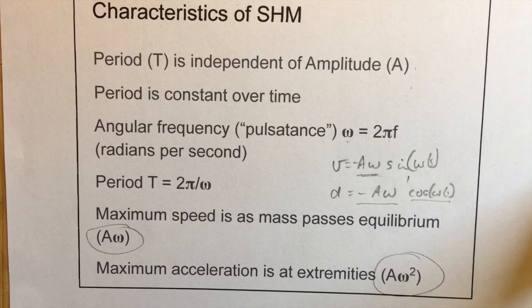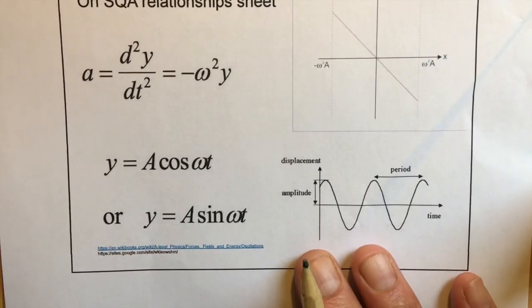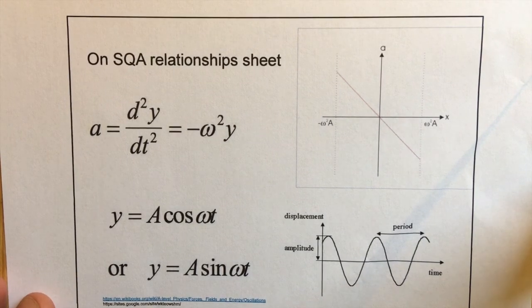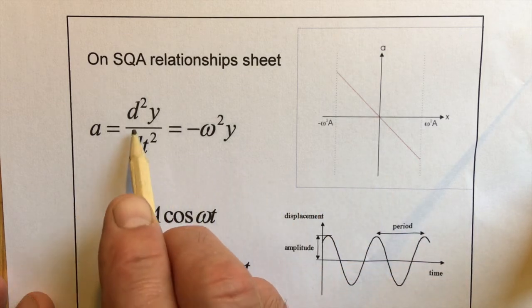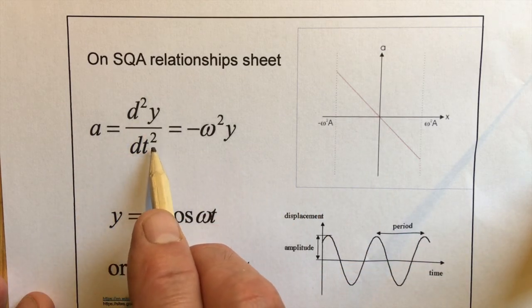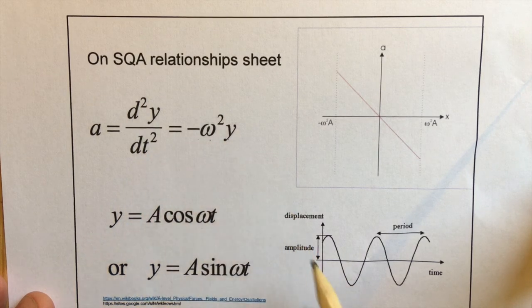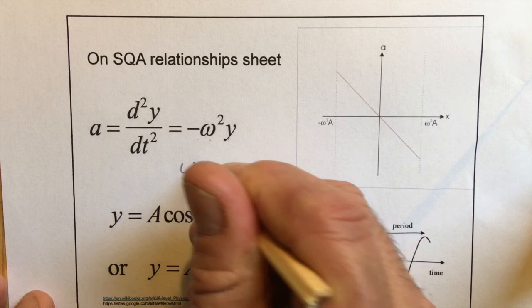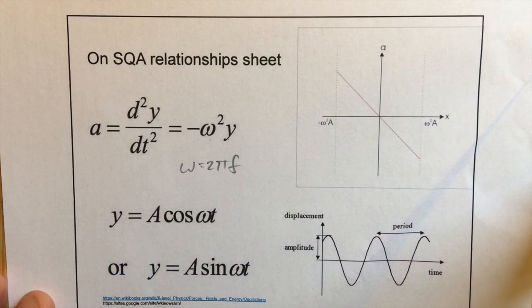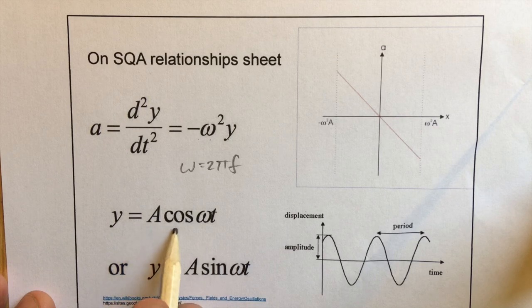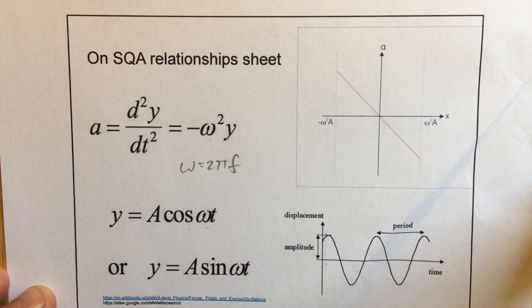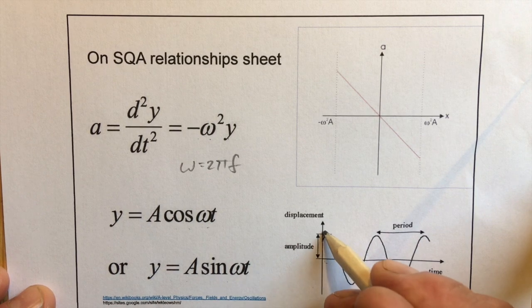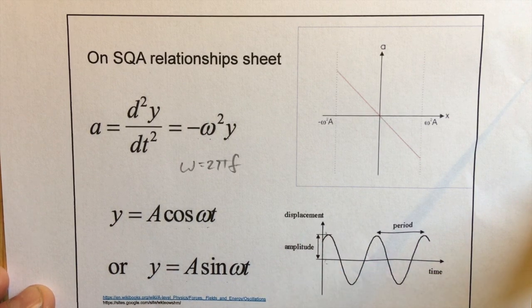So the equations that you're given by the SQA, remember that the acceleration is d2y by dt squared, so that's the calculus form of it, and that's equal to minus omega squared y, where omega is 2 pi f in radians per second. You're given y equals a cos omega t here, or y equals a sine omega t, and it depends on the initial starting conditions. You may have to choose whether you use cos or sine by looking at, does it start from full amplitude or does it start from 0 amplitude at t equals 0.